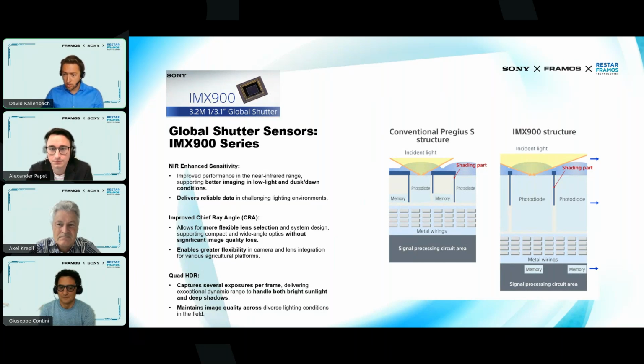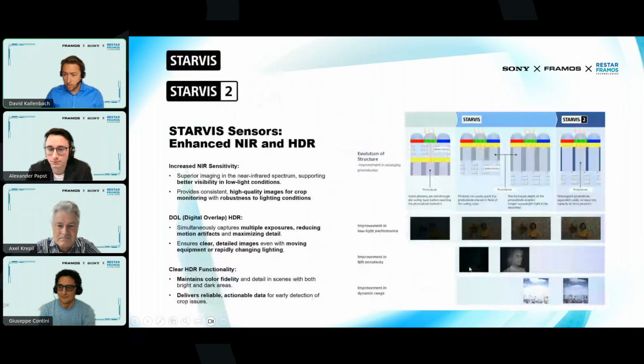Next one is related to, again, IMX 900 and the Quad HDR feature. And the question is about how the IMX 900 Quad HDR actually performs when the camera is moving, because in agriculture, almost everything is in motion. Might be on a drone, might be on a machine. So that would be the question.